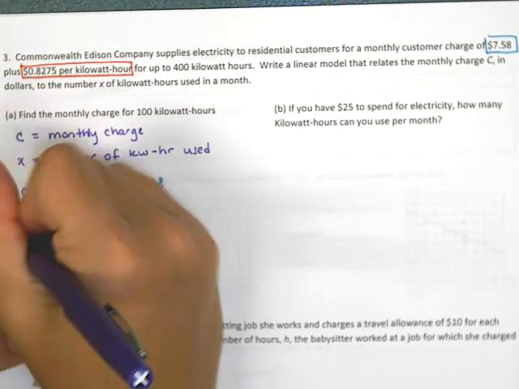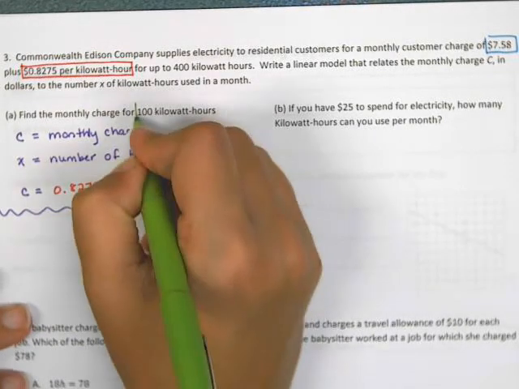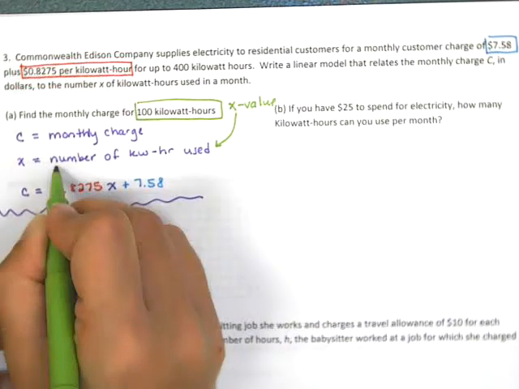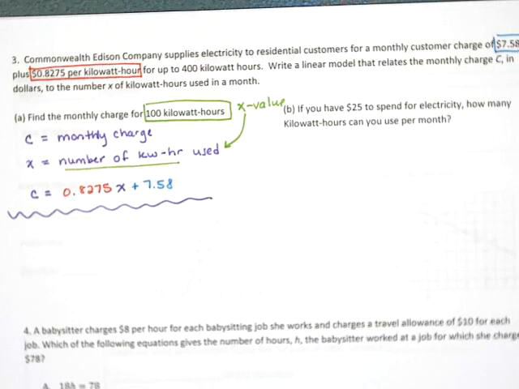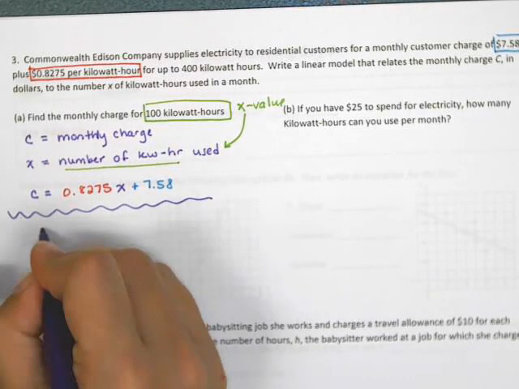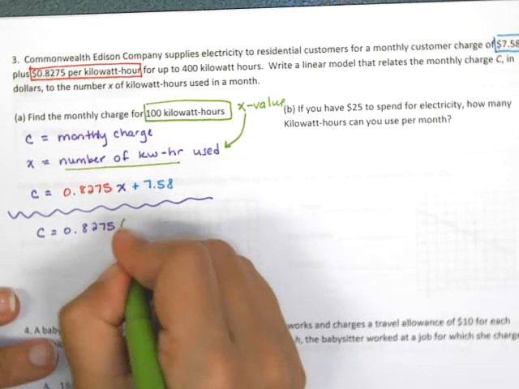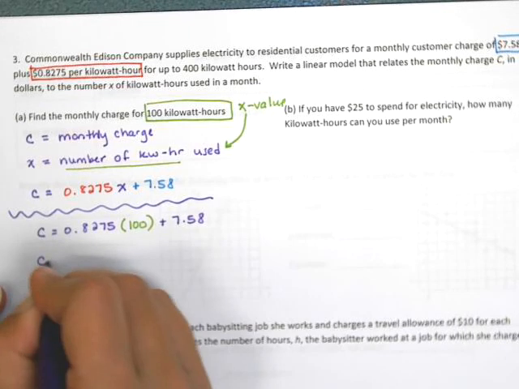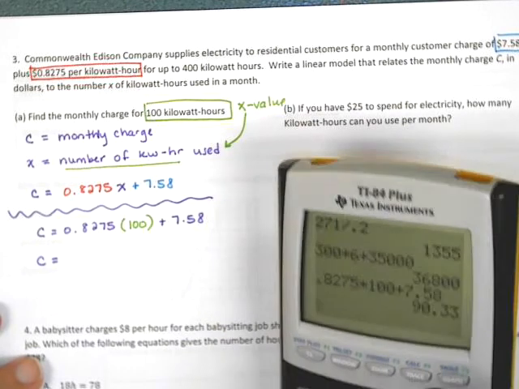Now using that equation for part A, can we figure out the monthly charge for 100 kilowatt hours? Now 100 kilowatt hours is going to be an x value, because in this problem, x stands for the number of kilowatt hours. So what I'm going to do is take 100 and plug it into my equation instead of x. So C equals 0.825 times 100 plus $7.58. So now let's see. 0.825 times 100 plus $7.58, $90.33.